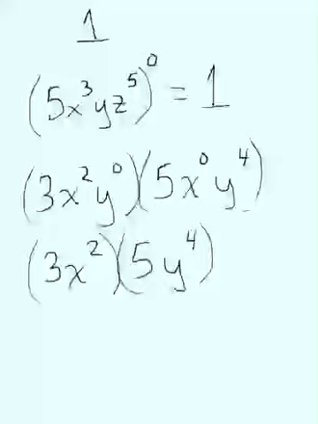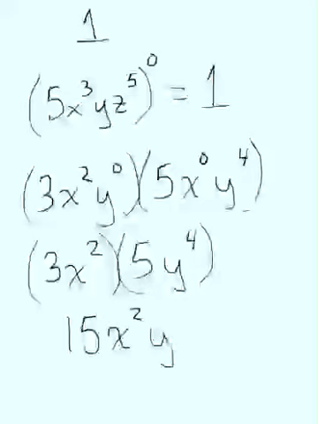Okay, so what am I going to get here? We can't add the exponent on the x and the y, so what can we do in this case? Multiply the 5 and the 3 is the only thing we can do. We're going to get 15, x to the second, y to the fourth.